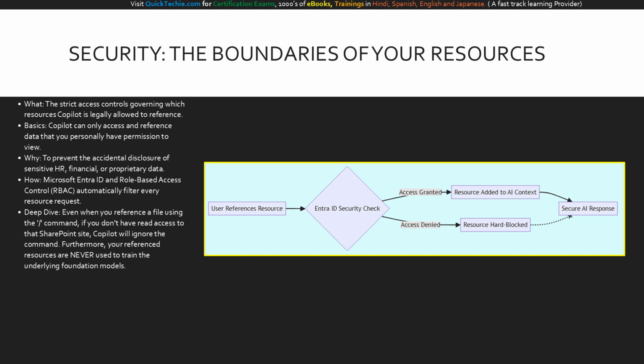Let's trace the security perimeter. A user references a resource, which immediately triggers an Entra ID security check. This is an automated, unavoidable gatekeeper. If access is granted based on your permissions, the resource flows into the AI context to generate a secure response. If access is denied, the path is hard blocked. The AI cannot bypass your corporate security permissions under any circumstances.